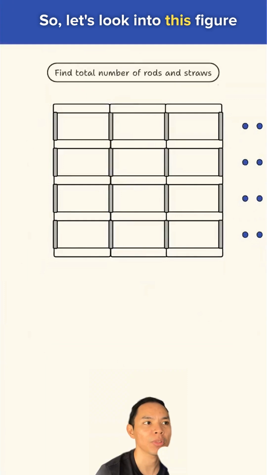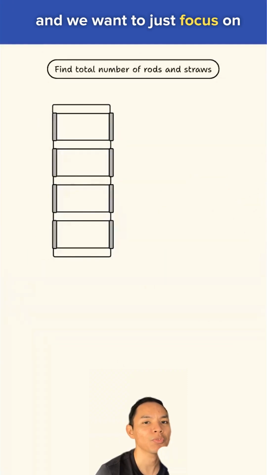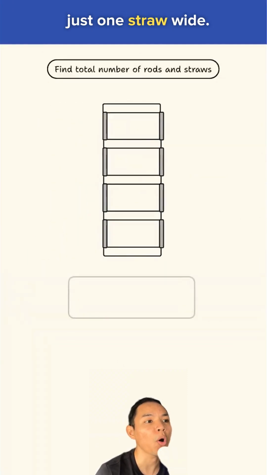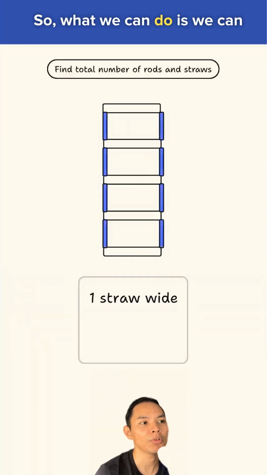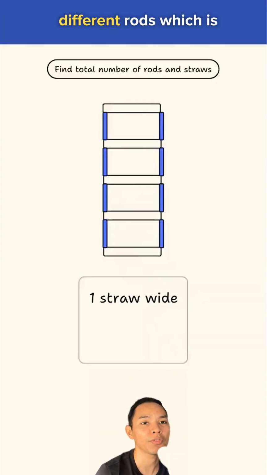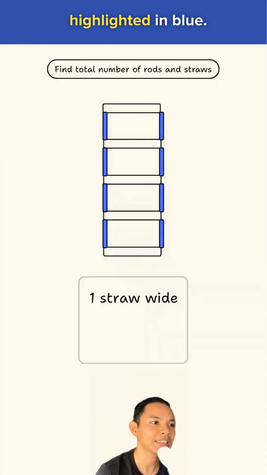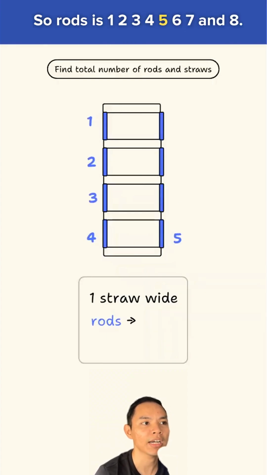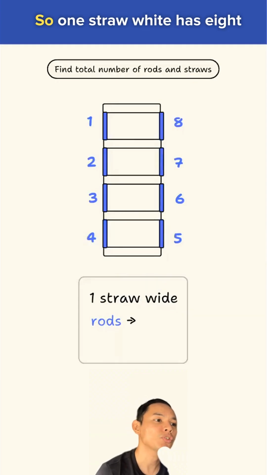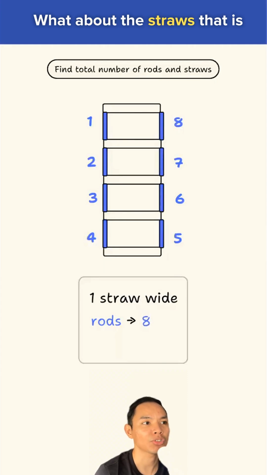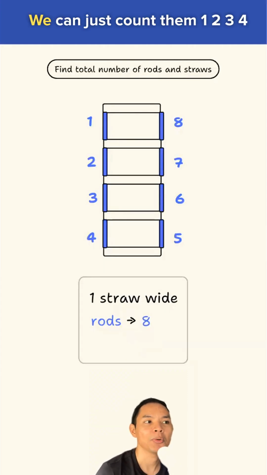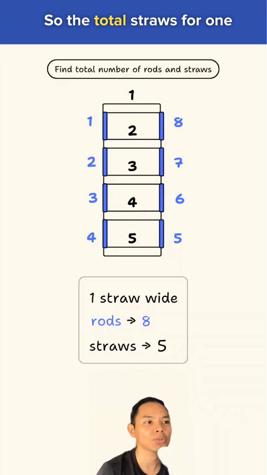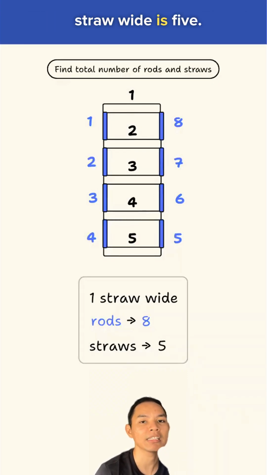So let's look into this figure, and we want to focus on just one straw wide. What we can do is count all of the different rods, which are highlighted in blue. So let's count them. Rods is 1, 2, 3, 4, 5, 6, 7, and 8. So one straw wide has 8 rods. What about the straws that are not colored? We can just count them: 1, 2, 3, 4, and 5. So the total straws for one straw wide is 5.